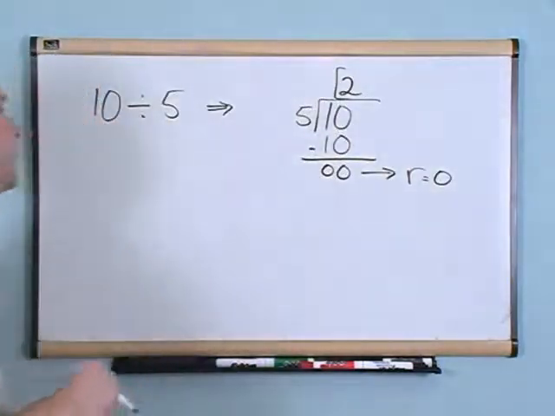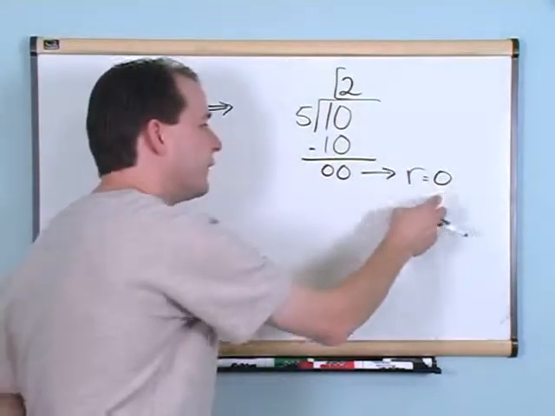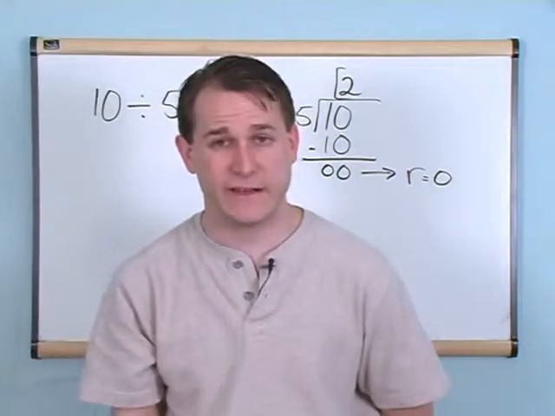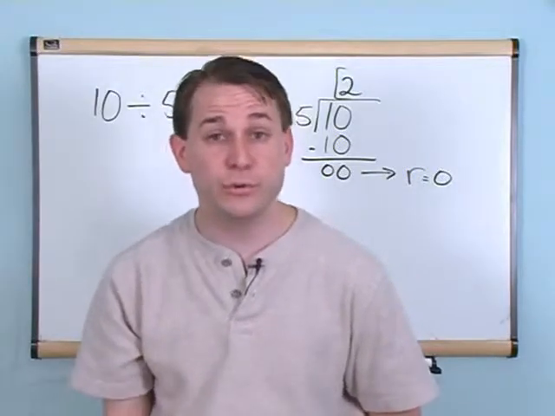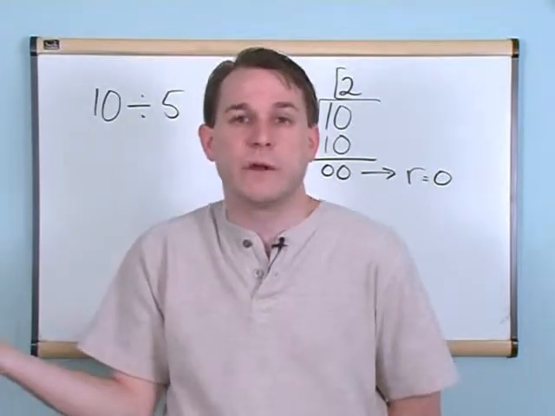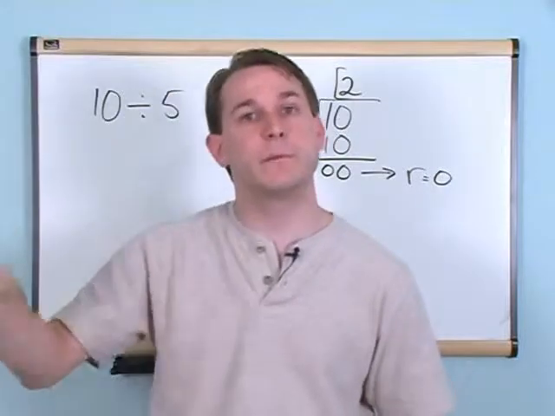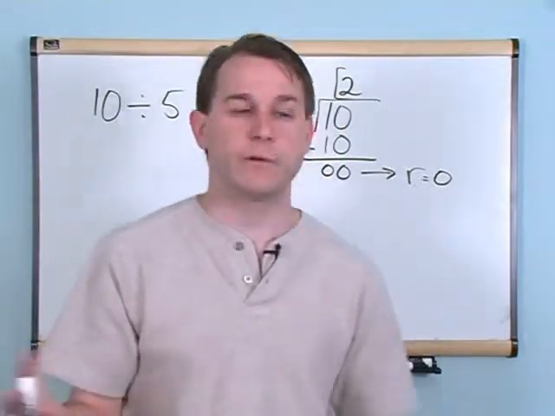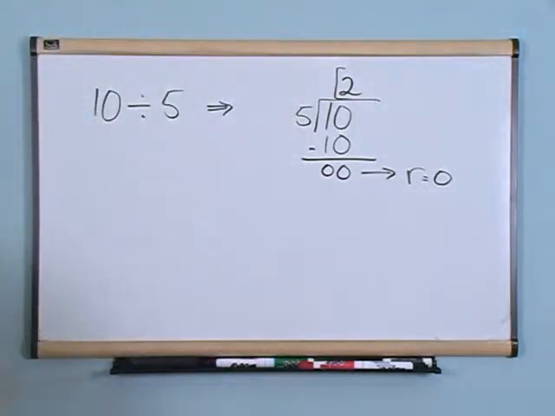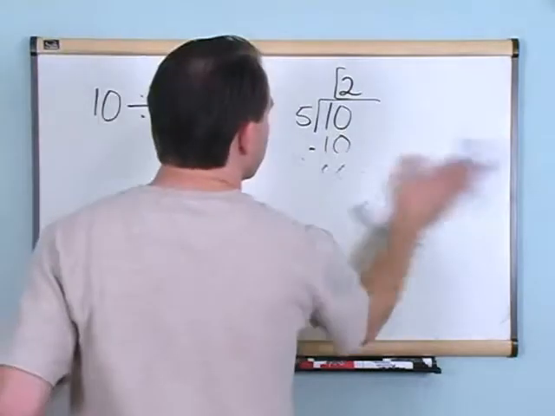That is the answer to the problem. And there is a remainder of 0. And that just means that when you take 10 and divide by 5, you get the answer of 2, and there's nothing left over. So it was divided an even number of times with nothing left over, which is good. That means that we have gotten the correct answer.